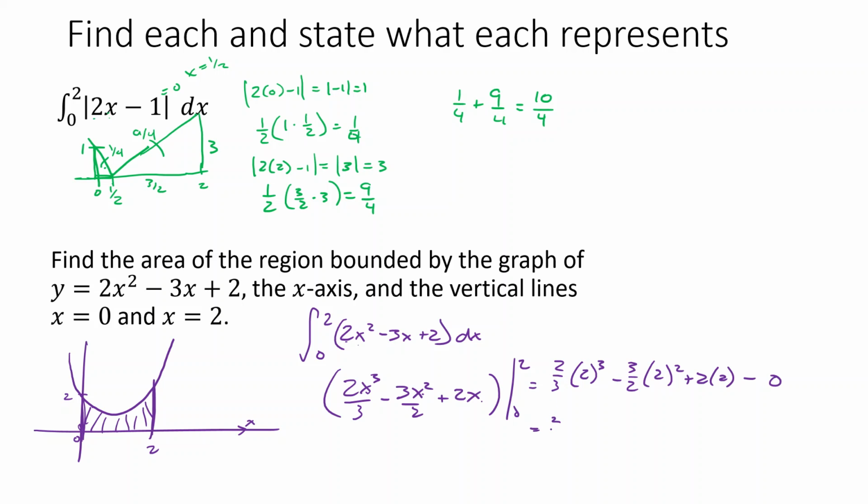So we get 2/3 times 8 minus 3/2 times 4 plus 4. Those can cancel, give us a 2, so that's going to be 6. And 2 times 8 is 16/3 minus 6 plus 4. So that'd be 16/3 minus 2. 2 we could rewrite as 6 over 3, which would give us 10/3.